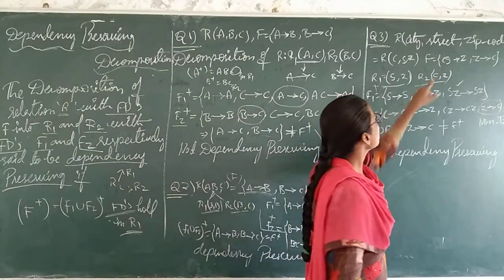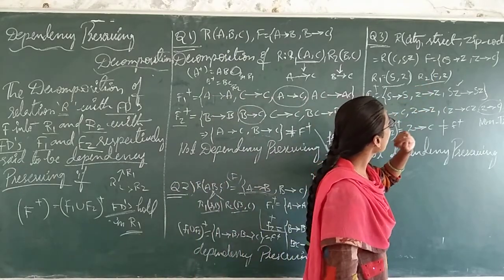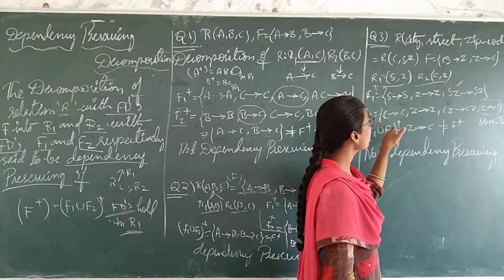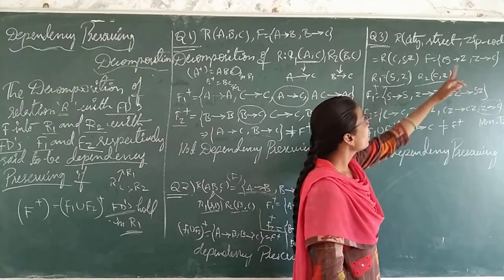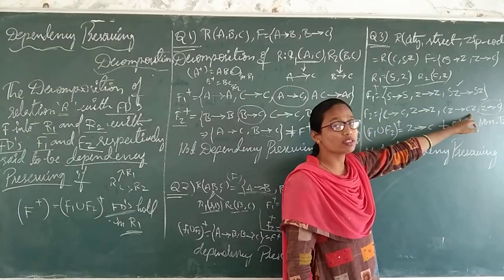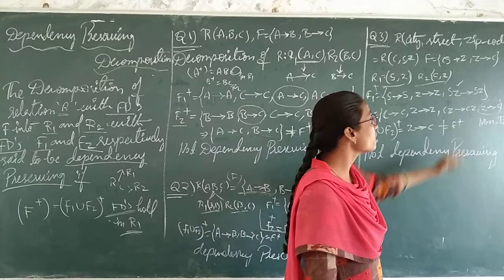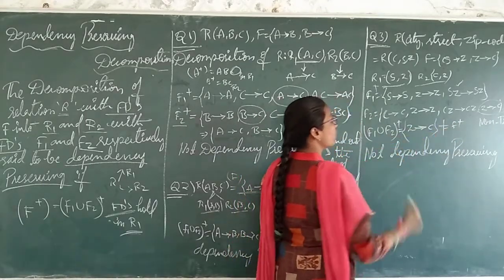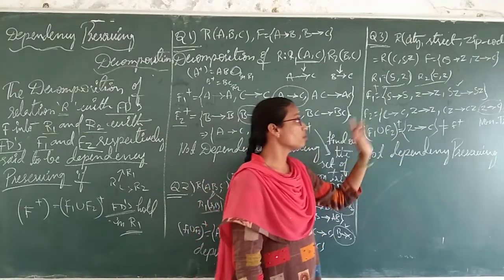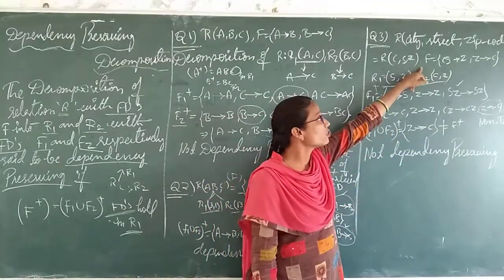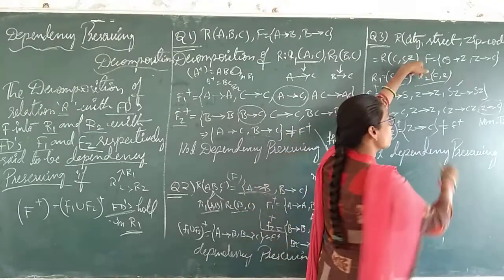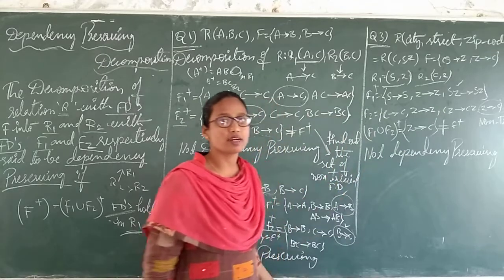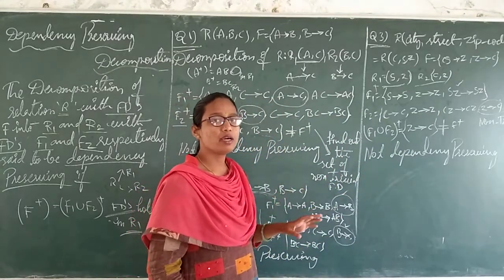Where is C, Z determines Z? Not there. Z determines C is there in F2, a non-trivial functional dependency. Now I am writing this: F1 union F2 closure gives Z determines C. Is it equal to F closure? No, it's not equal to F closure, which means it is not dependency preserving.